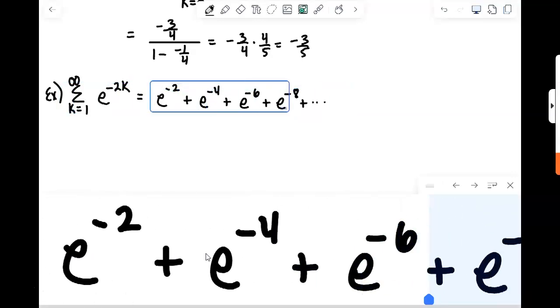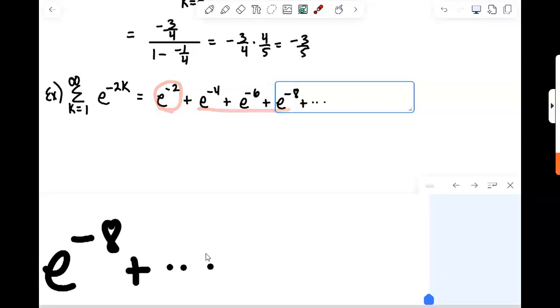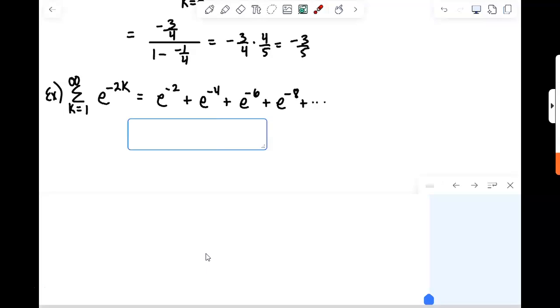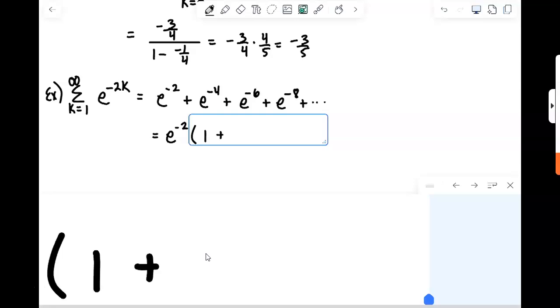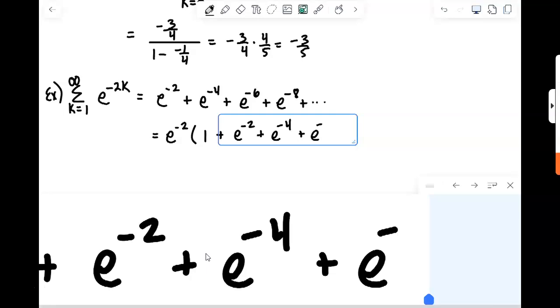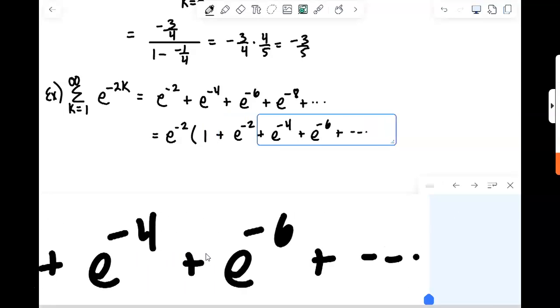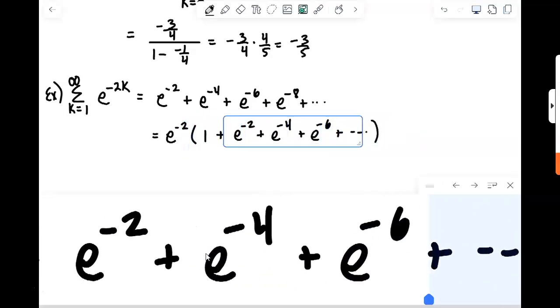And then to work this out, we use the same idea I showed you in the last one, which is take the first thing you have there and notice that that's a common factor of everything else. So we're going to factor out an e to the minus second. When we take that out of the first one, it'll be 1. When we take it out of the next one, that'll be e to the minus second. Take it out of the next one, that'll be e to the minus fourth. And then e to the minus sixth, and so on forever.